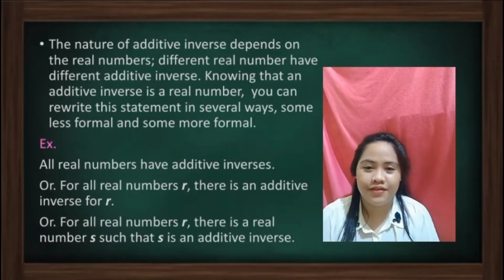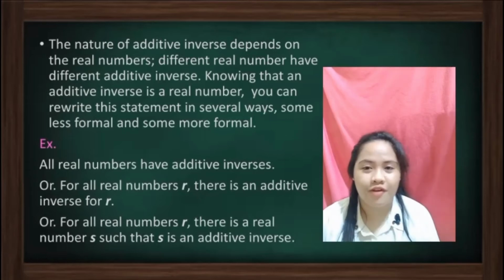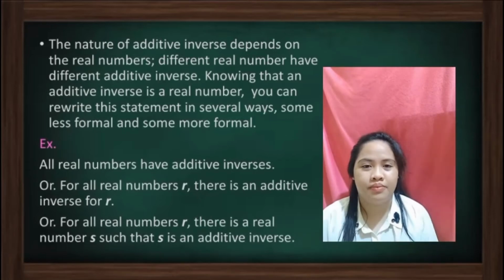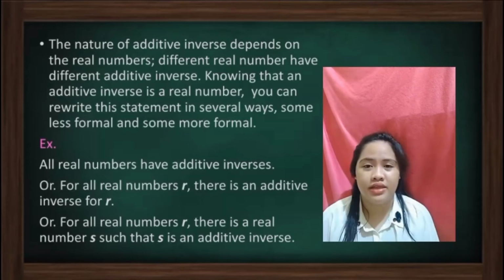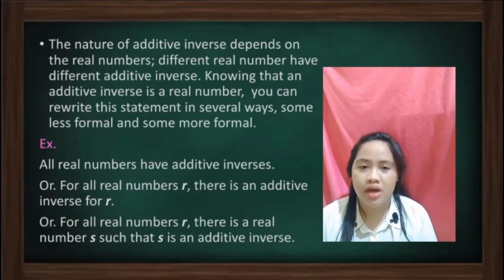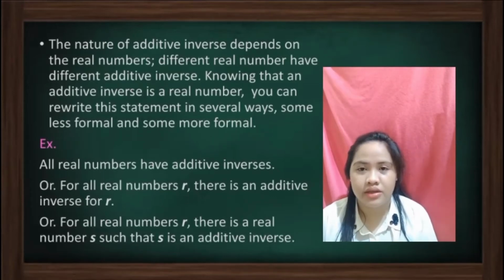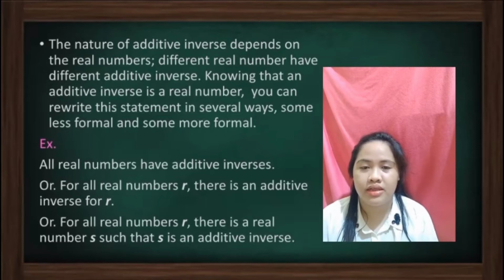Knowing that an additive inverse is a real number, you can rewrite this statement in several ways. Some are less formal, some are more formal. Example: all real numbers have an additive inverse. Or, for real numbers r, there is an additive inverse for r. Or, for real numbers r, there is a real number s such that s is an additive inverse of r.